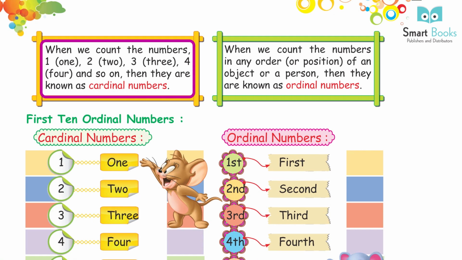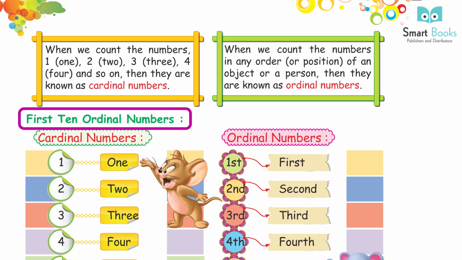When we count the numbers 1, 2, 3, 4 and so on, they are known as cardinal numbers. When we count the numbers in any order or position of an object or a person, they are known as ordinal numbers.